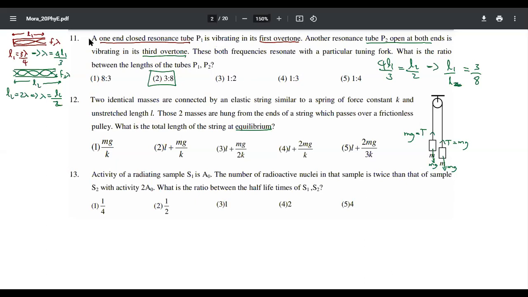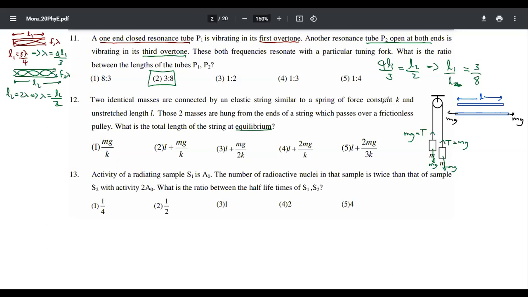Now, you need to understand one thing. Imagine there is a string like this with an initial length of L. If I give a force of mg on either side, that is what's happening here. Mg is given on either side. How should I write the equation? The force given is mg from either side. Think of it like that.